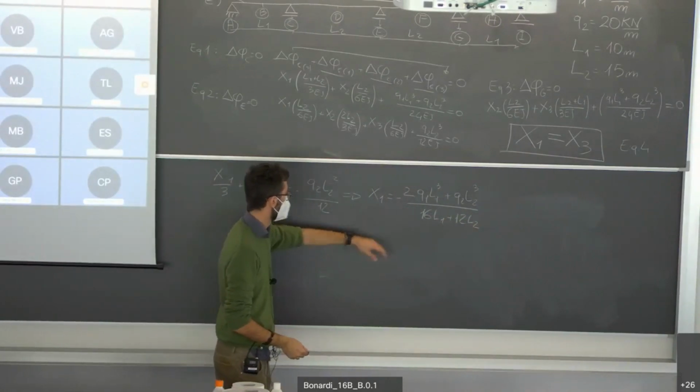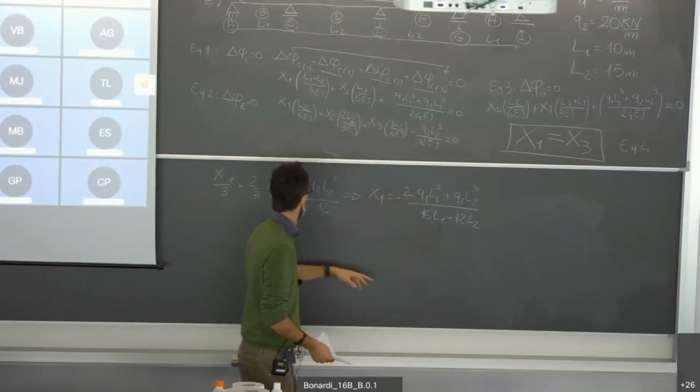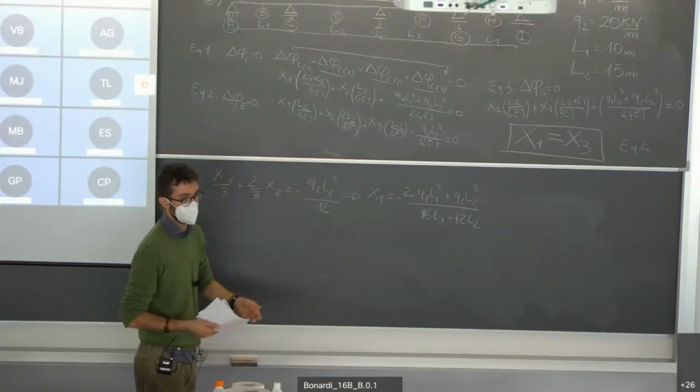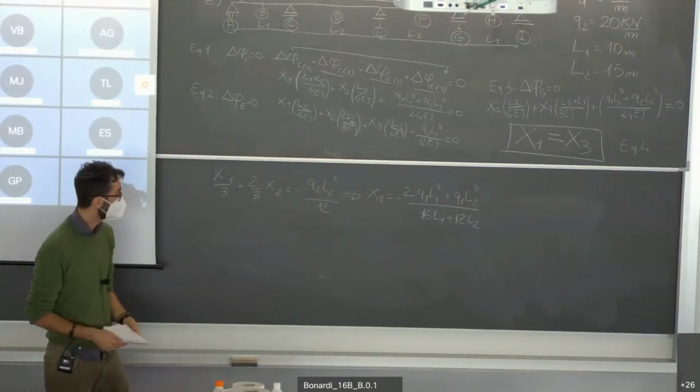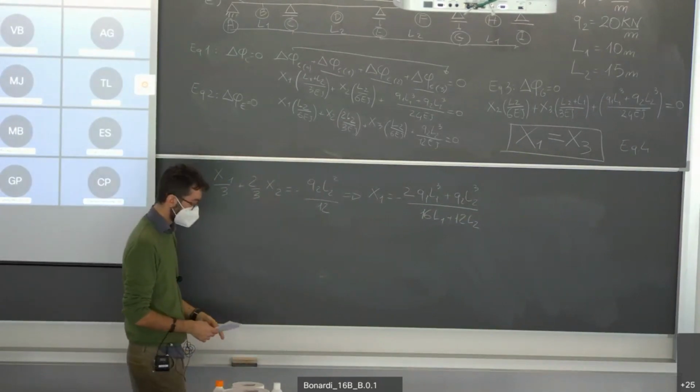Then we take this stuff. We know Q1, we know L1, we know everything. So we find the value of x1, which is a bending moment, so it will be in kilonewton times meters. We substitute this value here, and we find x2.